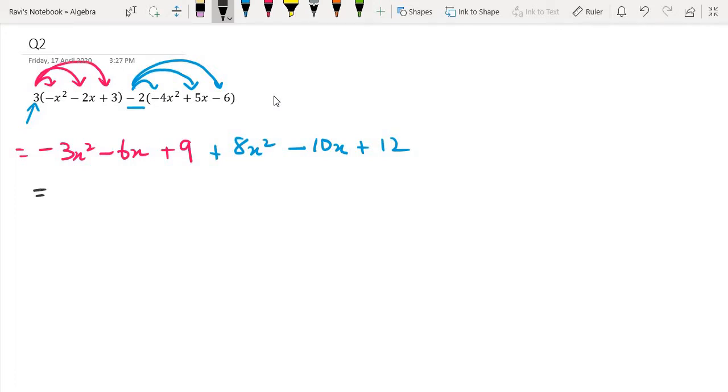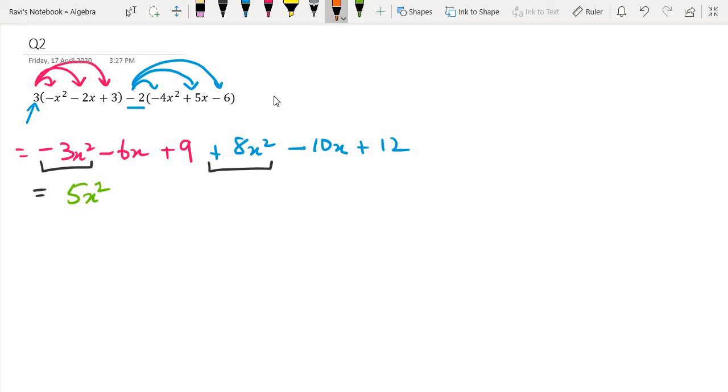Now what we're going to do is group them up based on the x squared term, the x term, and the constant. All right, so here I have negative 3x squared and positive 8x squared. You can see the way I do it is I always look at the term plus the sign in front of it together. In that way you do not miss out the plus or minus. So plus 8 and minus 3 would give me a positive 5x squared. It's a positive, so I'm not going to write the plus in front.